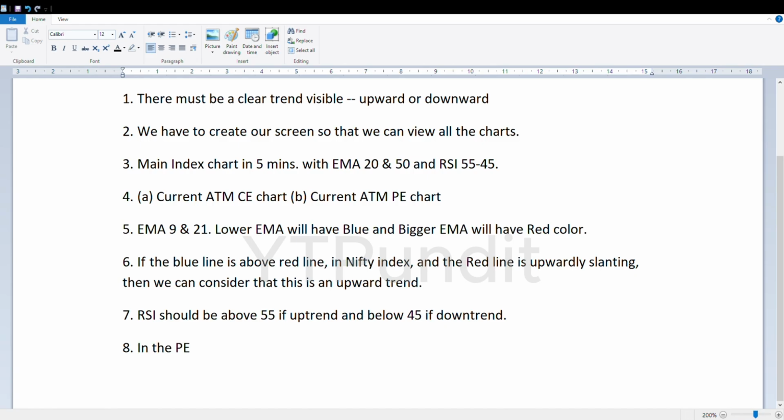Then in the PE or CE chart, if point number 6 and point number 7 are both okay, then in the PE chart or CE chart, depending upon what the trend is, the green candle should bounce back on the blue line and then take a trade.